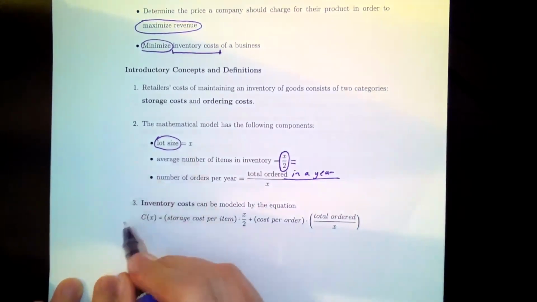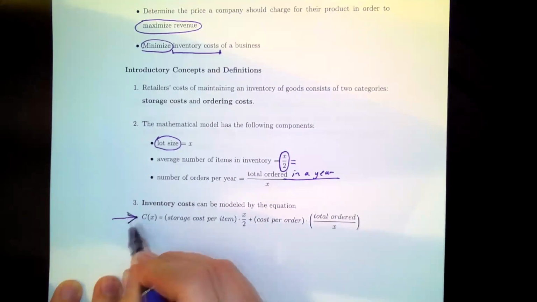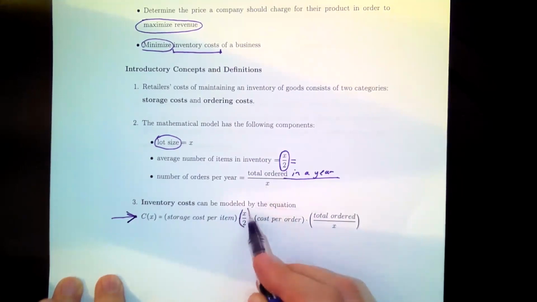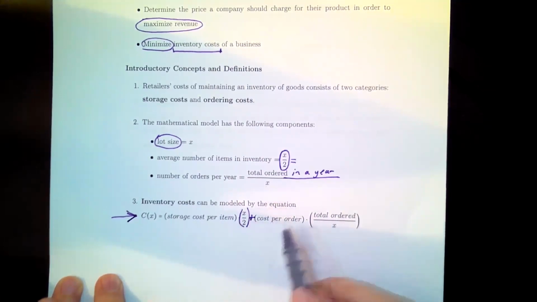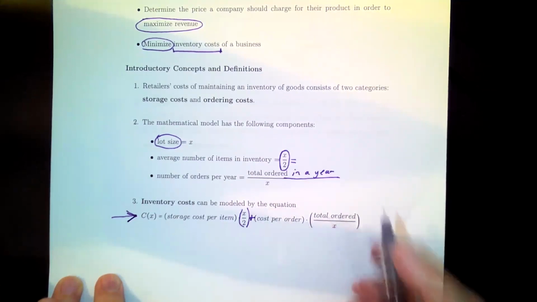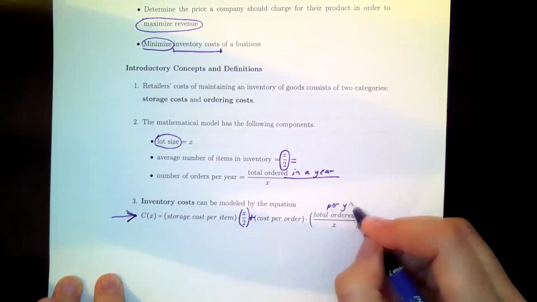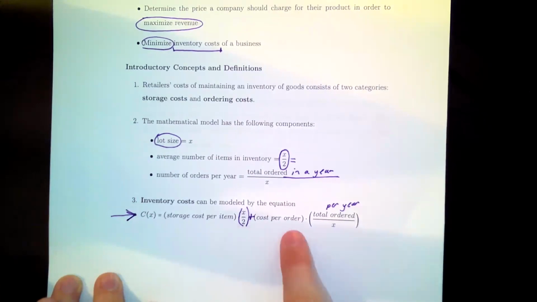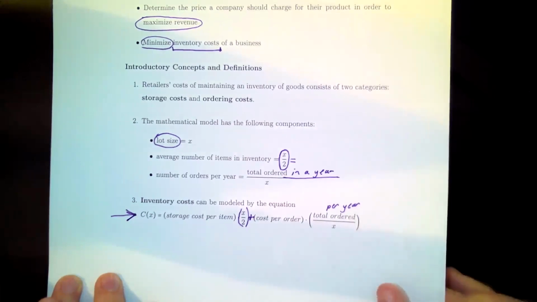Now, the inventory cost function, that new function I told you we would have to build, is in its worded version given by this. You take the storage cost per item, whatever it is they tell you that is, and you'll be multiplying that by X divided by 2. And then you add this other term that is multiplication of the cost per order, which is, again, you'll know that based on the problem. And you have to multiply that times the total ordered, and that's always per year, divided by X. So we're going to keep this formula on standby because we're going to need it on the next page when we start doing these word problems.